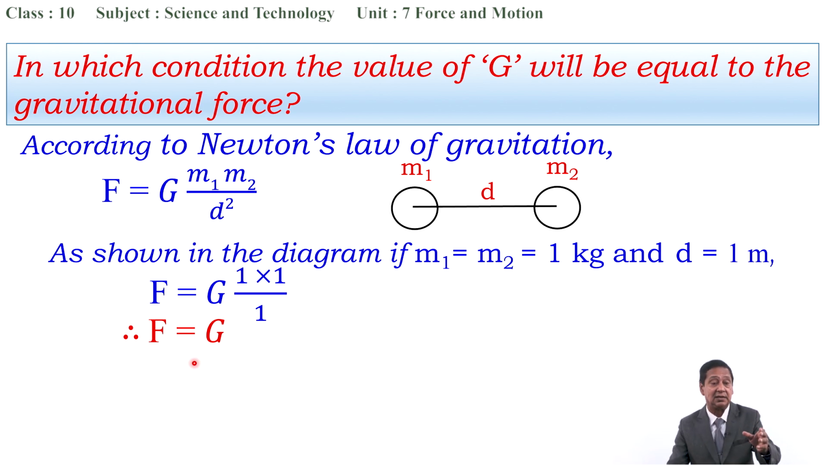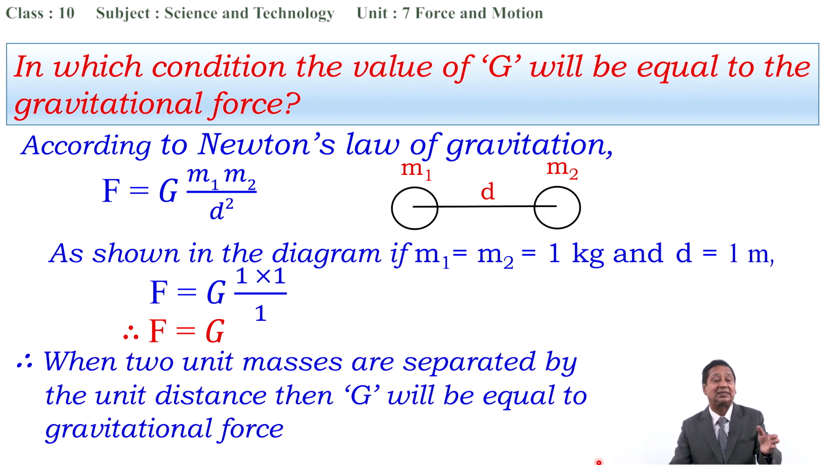In this condition, the value of the gravitational constant is equal to the gravitational force. When two unit masses are separated by a unit distance, then capital G, the gravitational constant, will be equal to the gravitational force F. This way we have to answer this question. We start from Newton's law and end at this place. Gravitational force is equal to gravitational constant in this condition only, otherwise not.